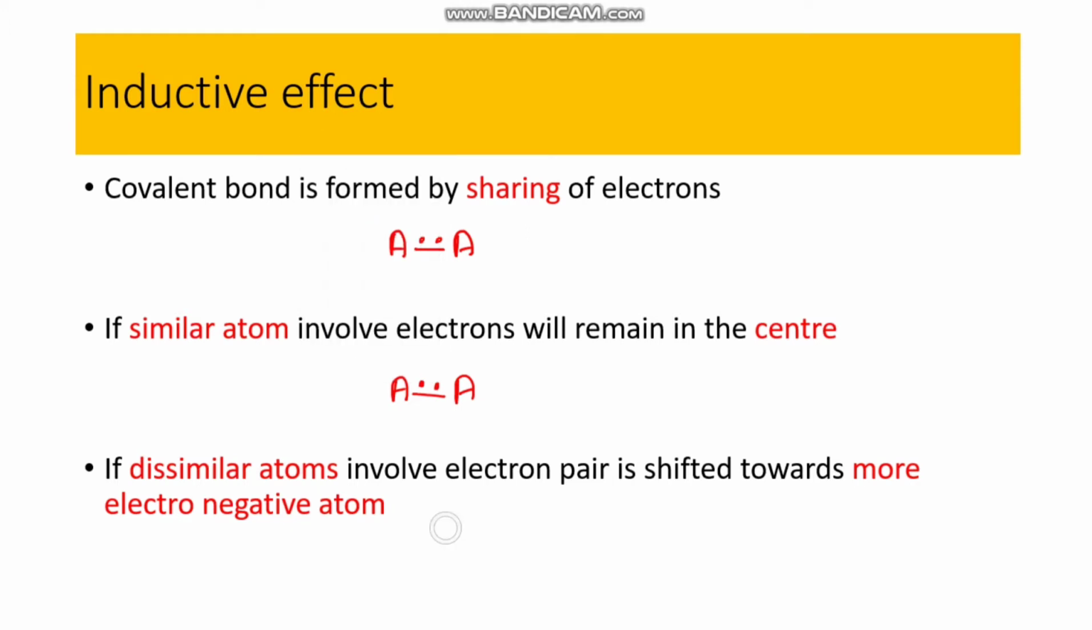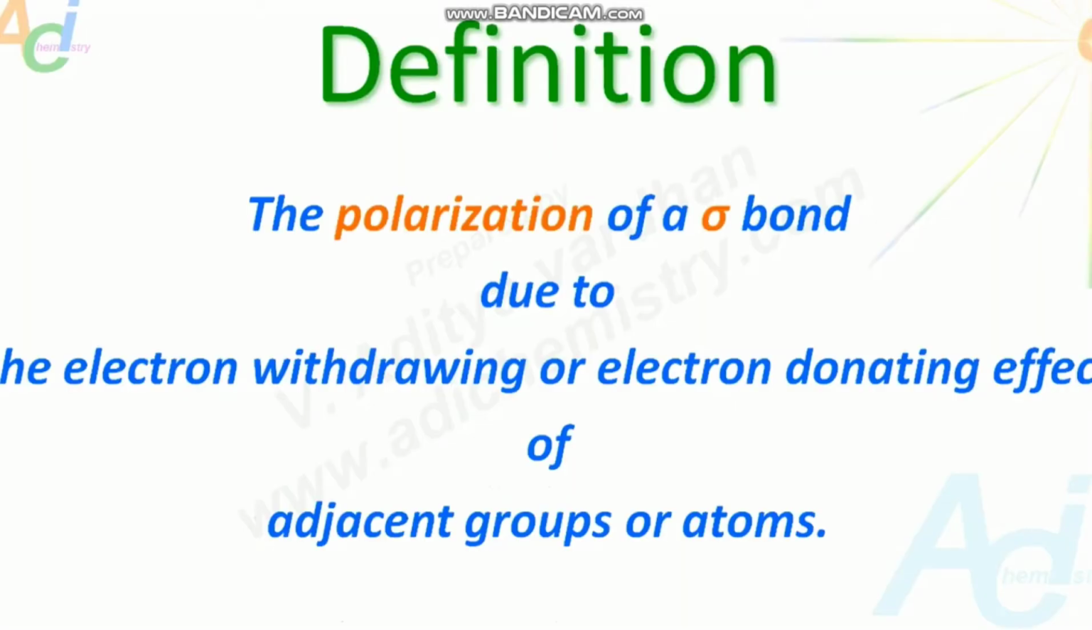And if A and B are connected through a covalent bond, here A and B are dissimilar atoms. In this case, the electrons will be shifted towards the more electronegative atom, and if B is more electronegative, then the electrons will be shifted towards B. So what is the inductive effect? The polarization of a sigma bond due to the electron withdrawing or electron donating effect of adjacent groups of atoms is known as the inductive effect.